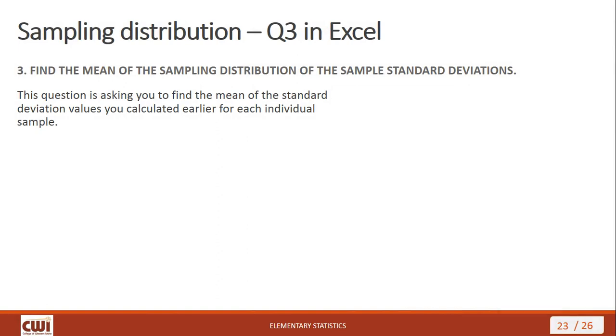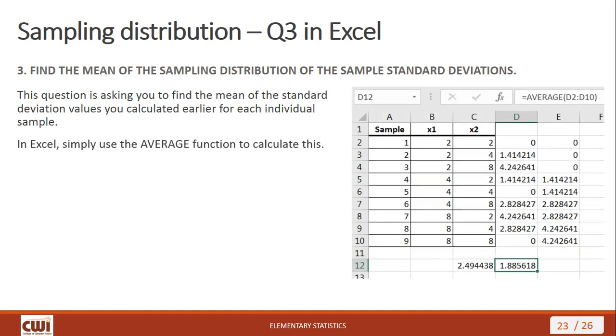The next question asks us to find the mean of the sampling distribution of the sample standard deviations. So what we're asked to do is to take each of those sample standard deviations, take those values together, and calculate the mean of those values together. In Excel, we're just going to use the average function to calculate this.